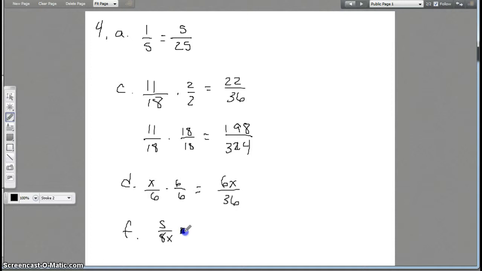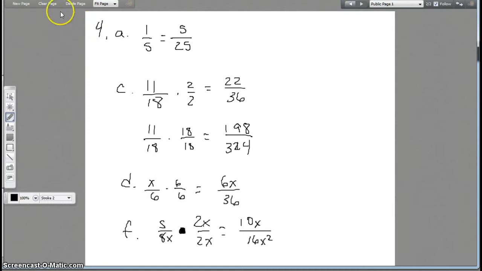To make the 8 a square number, I need to multiply by 2. To make the x a square number, I need to multiply by x. So that's going to be times 2x over 2x, and we have 10x over 16x squared. Okay, so that was number 4, which is just like number 11 that was assigned for homework.